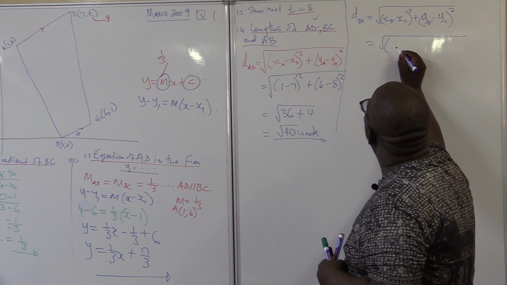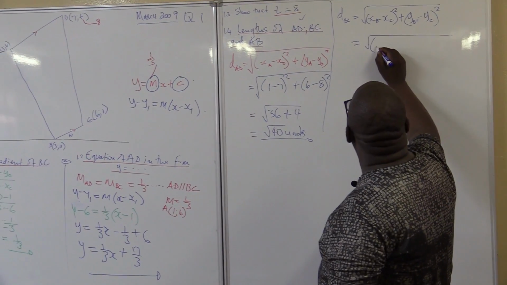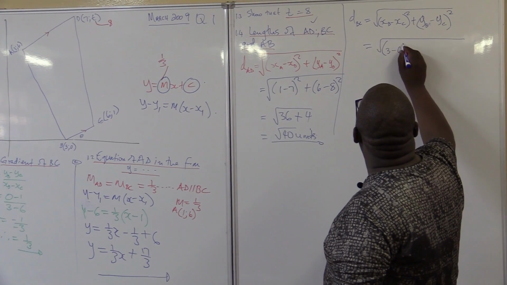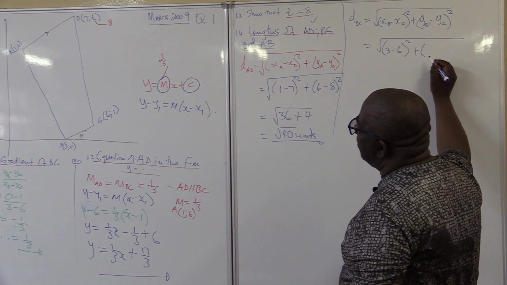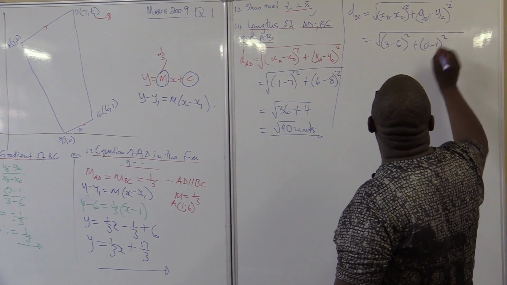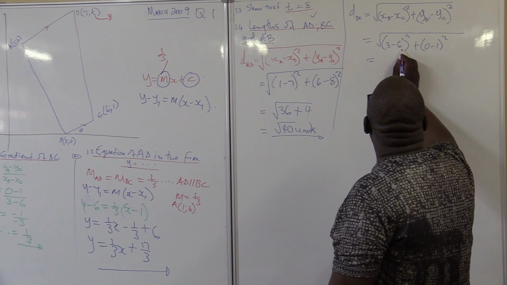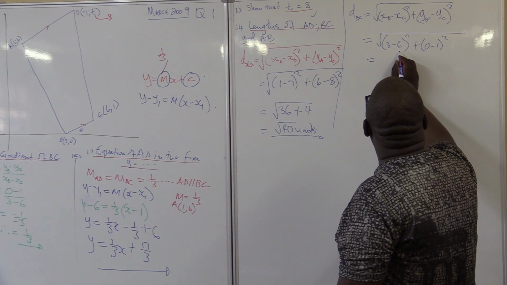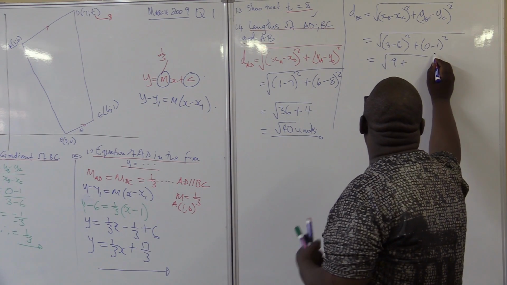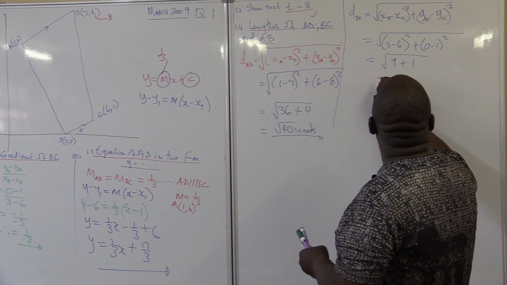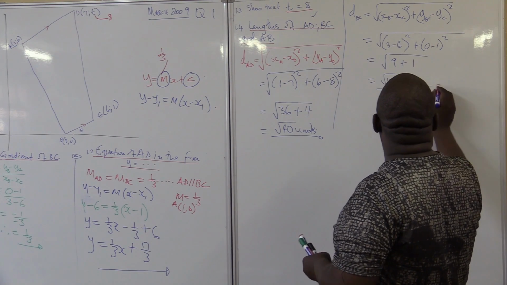What is x at B? We're looking for BC. What is x at B? Let me look at B. X at B is 3. It's going to be 3 minus 6 all squared plus y at B is 0 minus 1, 0 minus 1 all squared. This then will be, what is 3 minus 6? 3 minus 6 is minus 3, squared, it's 9, plus 0 minus 1, it's minus 1 squared, which is 1. So this will be square root of 10. Right, that's that distance.